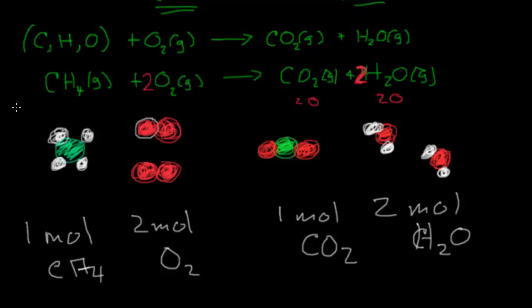So 2 interpretations. The actual numbers of molecules, or this can be 1 dozen, 2 dozen, 1 dozen, 2 dozen, or 1 mole, 2 moles, 1 mole, 2 moles. So that's what these stoichiometric coefficients mean. These are called stoichiometric coefficients, or just coefficients if you like.